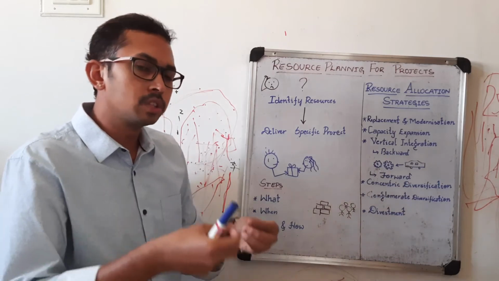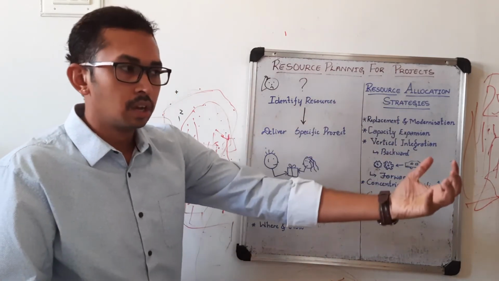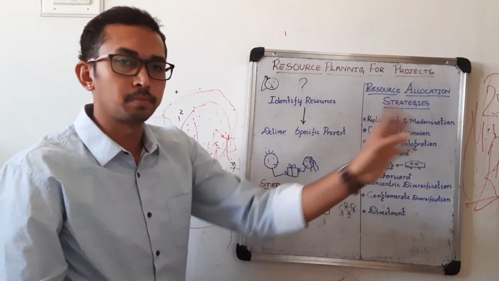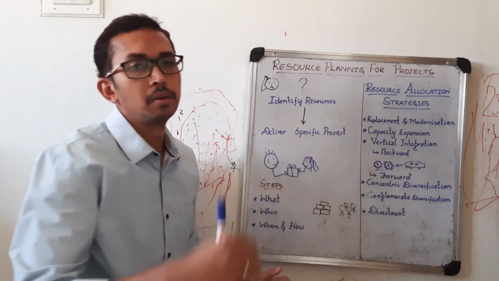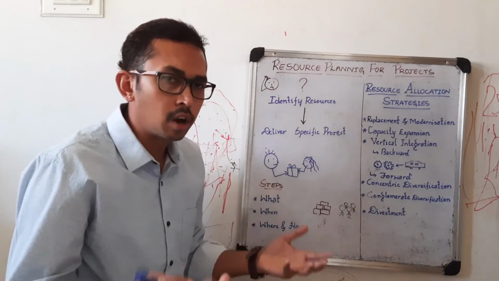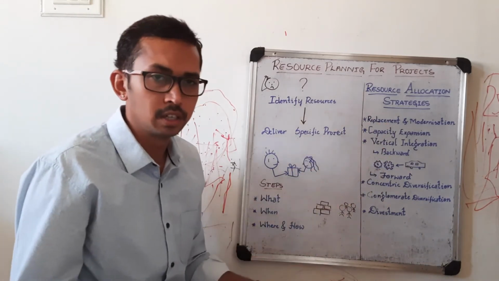So another method is there, in that vertical integration we have another subdivision, that is forward integration. Suppose a company is manufacturing raw materials and it is giving the raw material to some other company to produce a main product. If that company decides to manufacture the car, so that we are going to call as what? Forward integration. It is just the reverse of the backward integration.